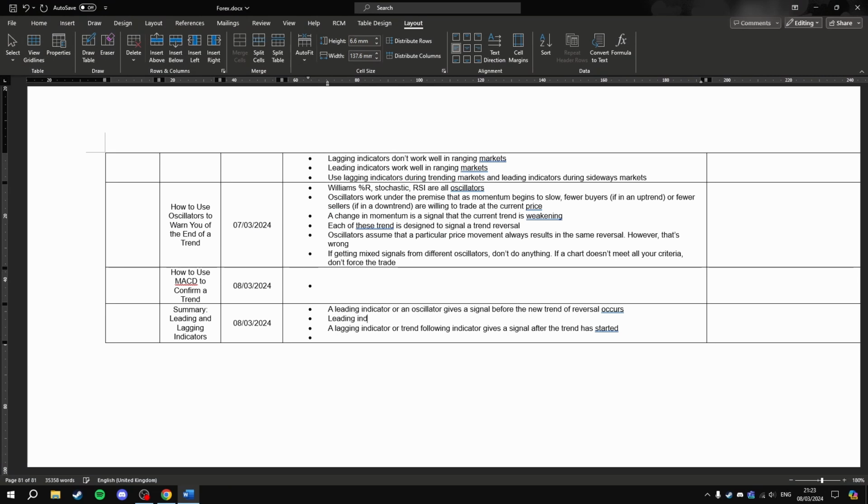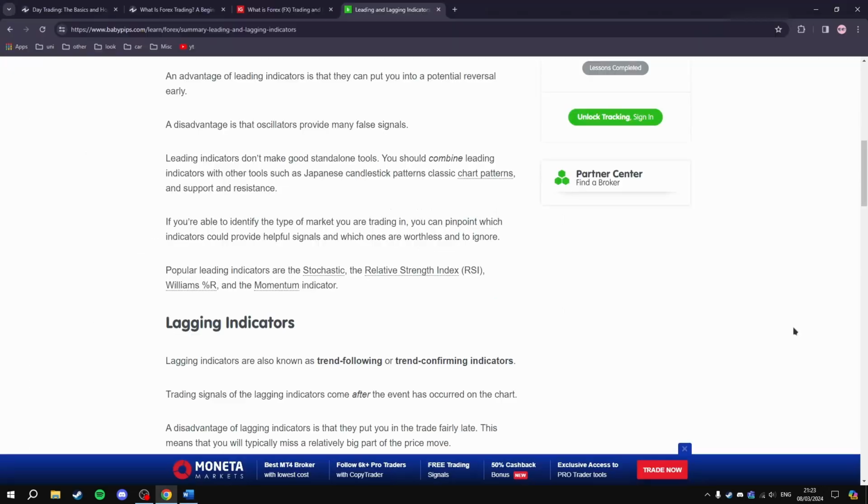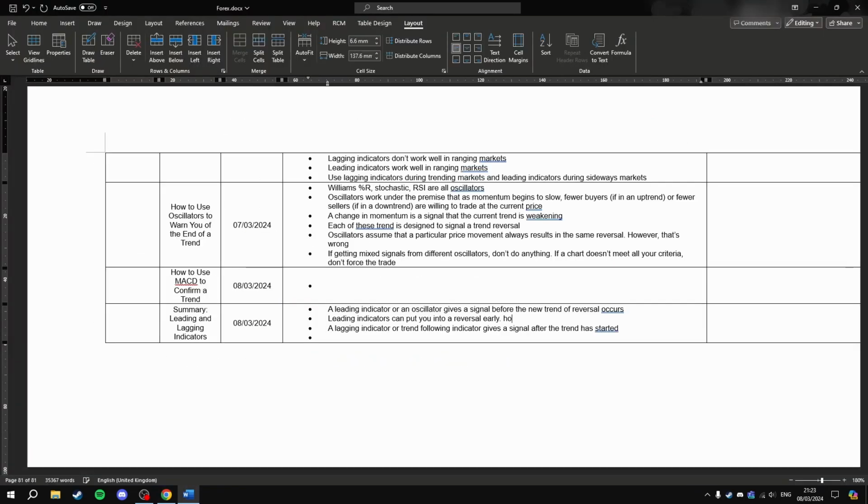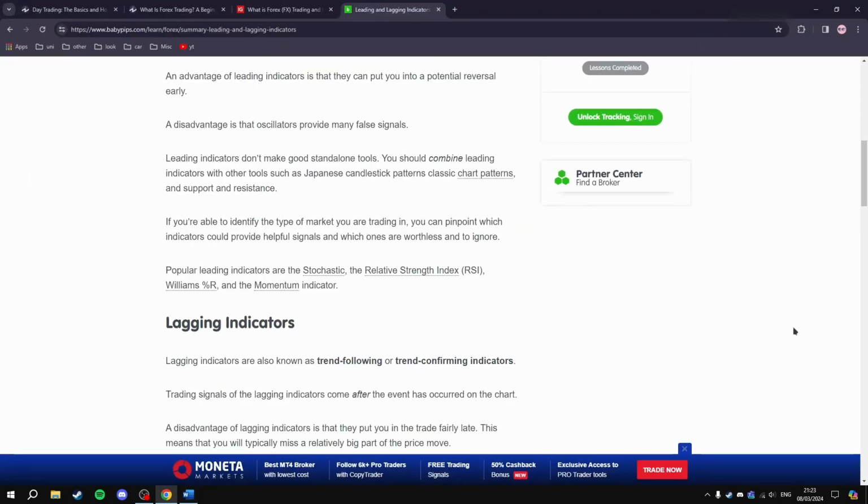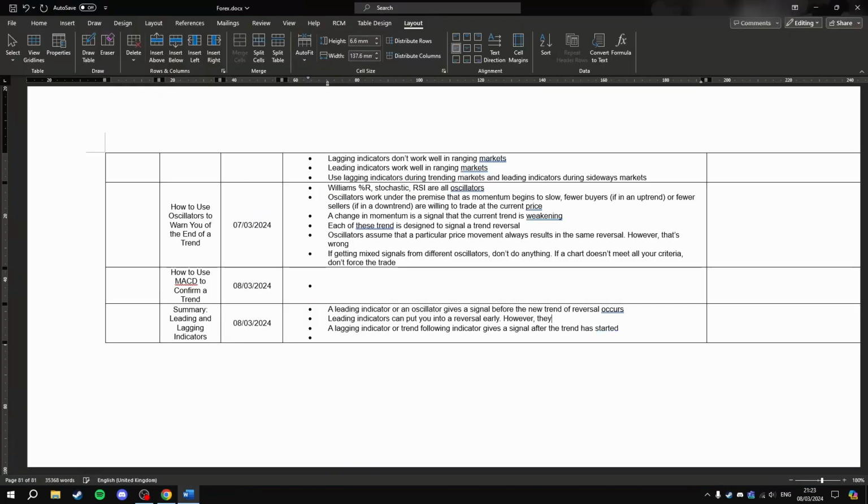So leading indicators can put you into a reversal early. However, they give out many false signals.